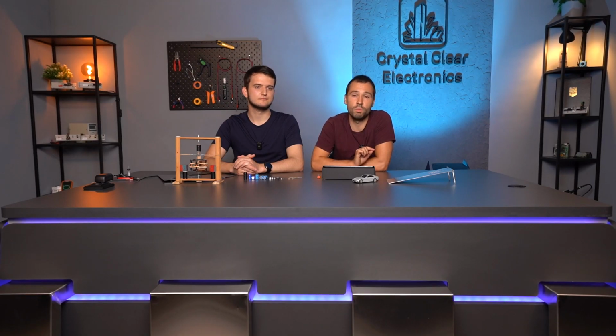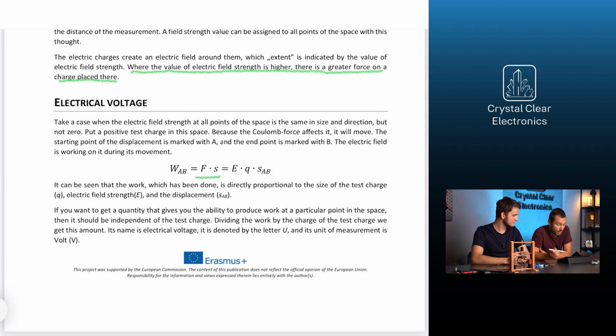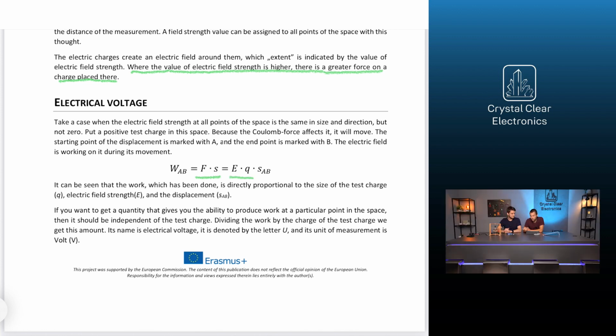The electric field does work on it during its movement, which we can describe with the previously mentioned formula F times s. If we substitute the force with the electric field strength, defined by F equals E times Q, we obtain the following formula. W_AB equals F times s equals E times Q times s_AB.